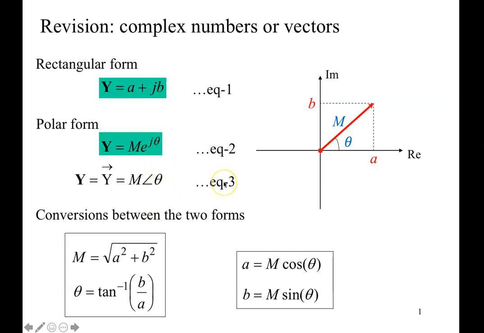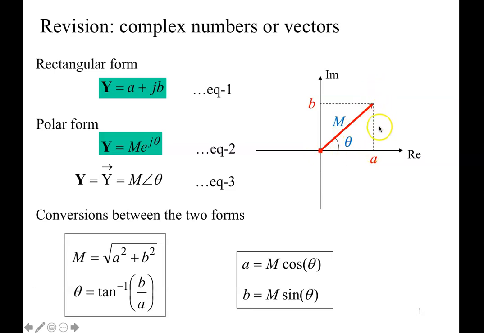Okay, graphically, if you look at the graph, the S-plane or complex plane on the right, this is the real axis. So the x-axis is my real axis. The y-axis is the imaginary axis. So if you look at equation 1, the real part is A, so it's here. The imaginary part is JB, so B is here. So if you draw a level line here, and a vertical line there, this line indicates this complex number y.